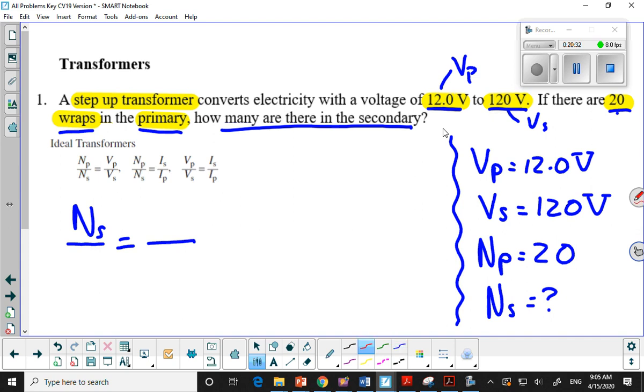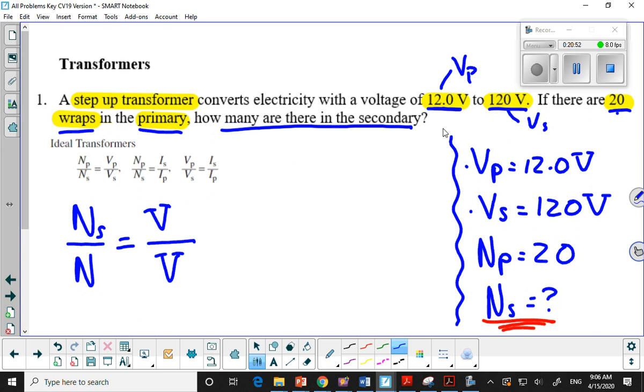That's what we're looking for. So that goes in your top corner. Now, N always has to be over N. We're going to find our number of wraps in the secondary using the information from our voltages. So it's going to be V is always going to be over V.